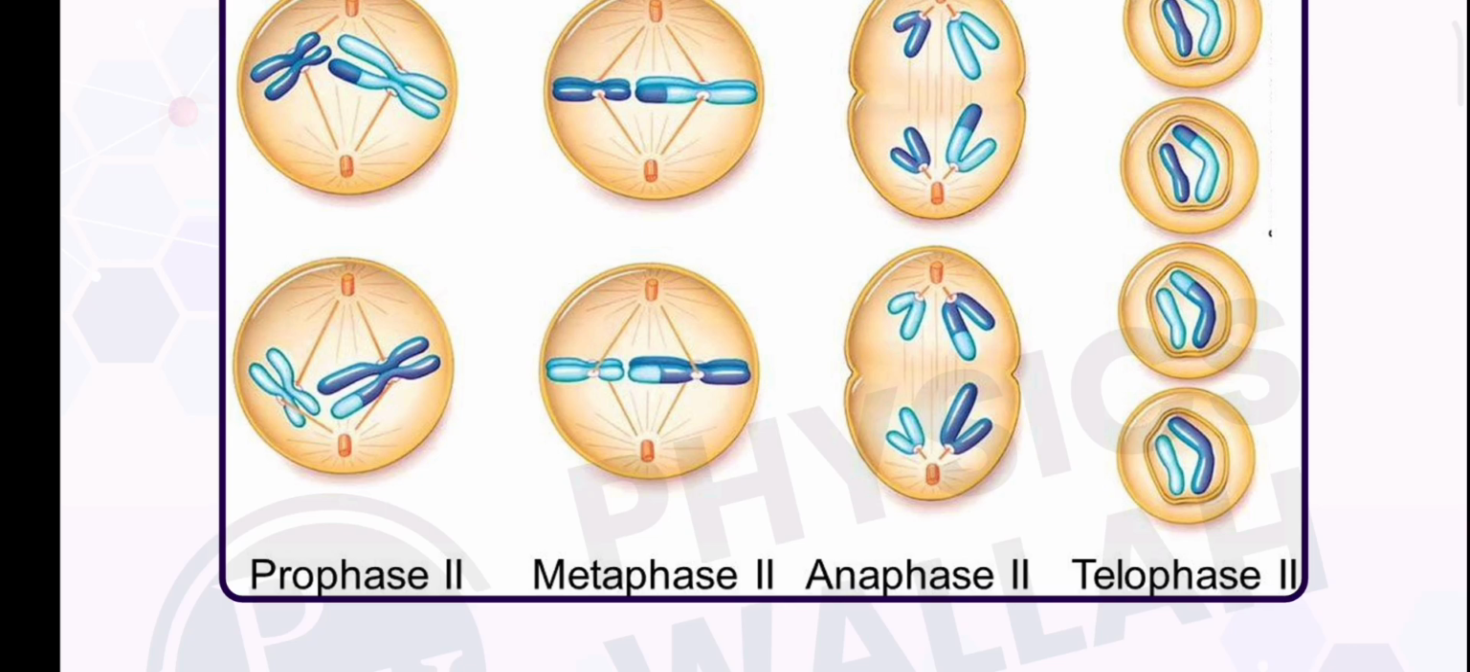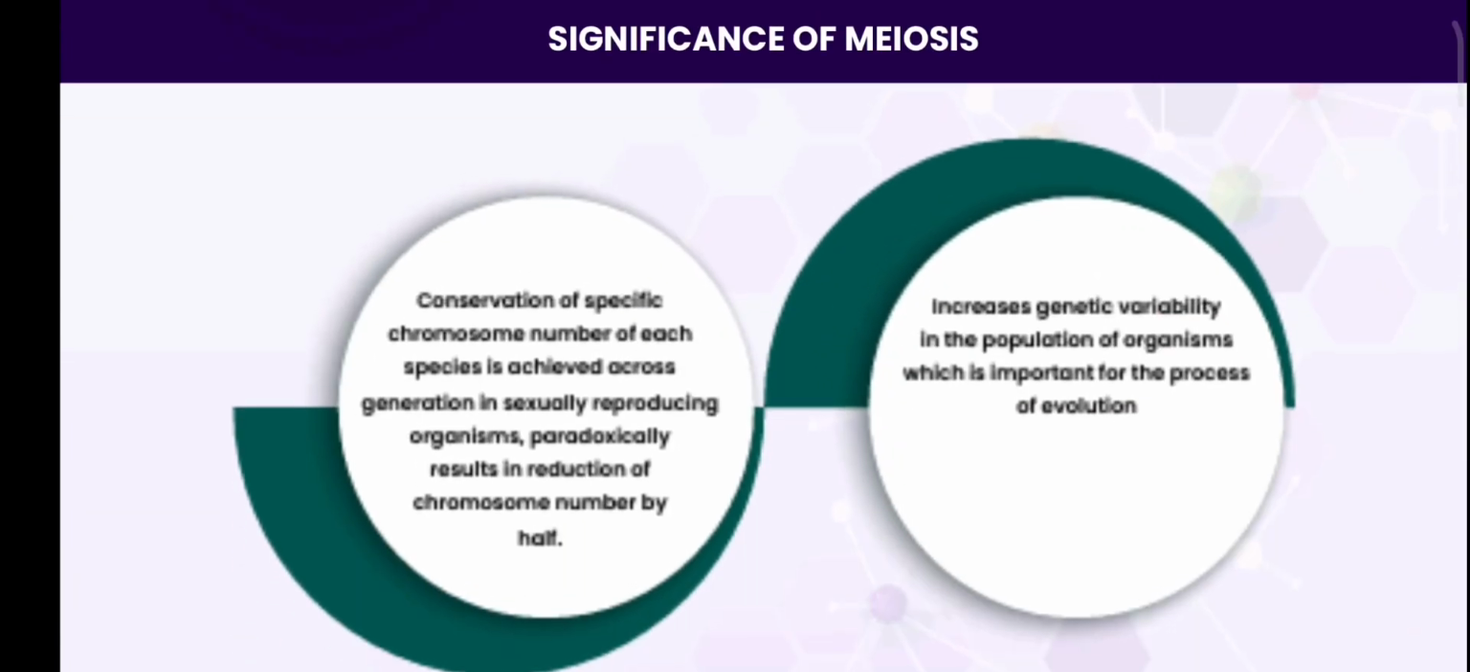Significance of meiosis. What are the significances of meiosis? There are many, such as conservation of the specific chromosome number of each species across generations in sexually reproducing organisms, which paradoxically results from reduction of chromosome number by half. Meiosis also increases genetic variability in the population of organisms, which is important for the process of evolution.